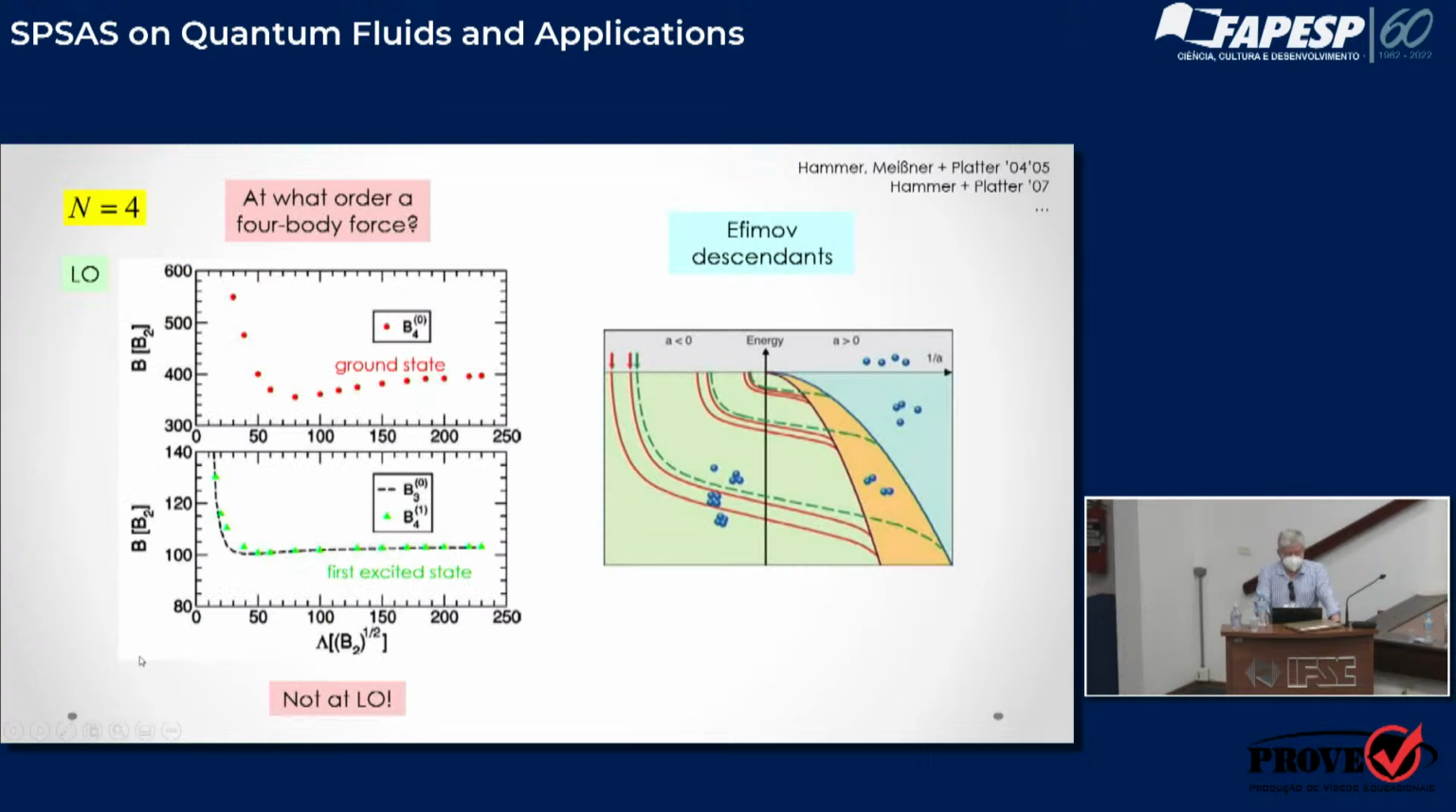So this is for the three-body system. Main lesson: we have a near geometric tower of states. How many are going to materialize depends a little bit on how badly scale invariance is going to be broken at the two-body level explicitly. But now let's go to bigger systems. And the obvious question now is at what order I have a four-body force when I go to the four-body system. So a calculation has been done for the binding energies of the four-body states.